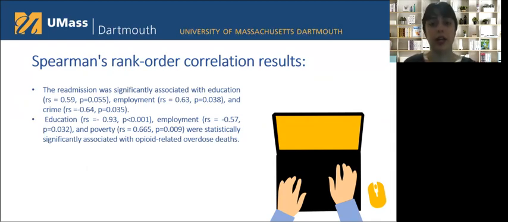On the other side, education, employment, and poverty were statistically significantly associated with opioid-related overdose deaths. Particularly, a county with a lower percentage of higher education was statistically significantly associated with opioid-related overdose death, and the county with a high percent of employed was negatively associated with opioid-related overdose deaths.